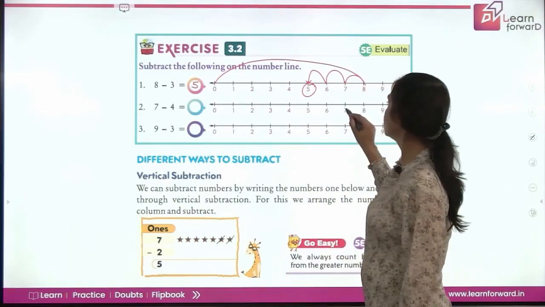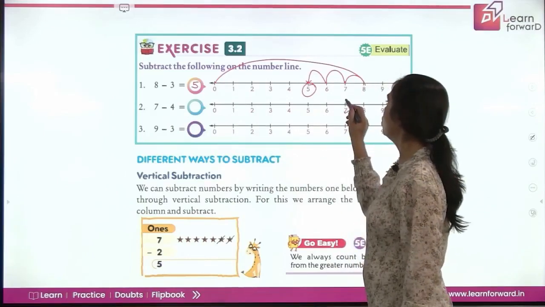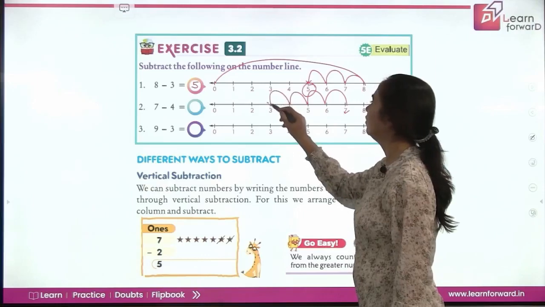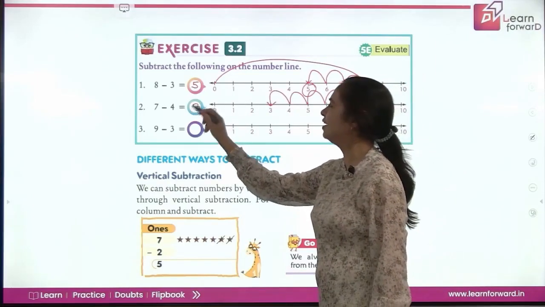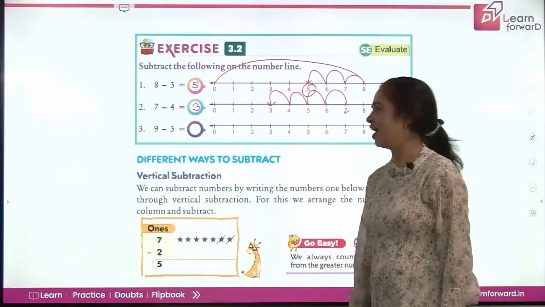That means your 7 is right here. And you have to subtract 4. So, go back 4 steps from here. 1, 2, 3, 4. Where do you land? Yes, that's at platform number 3. So, this is your difference here. Do this yourself and have fun.